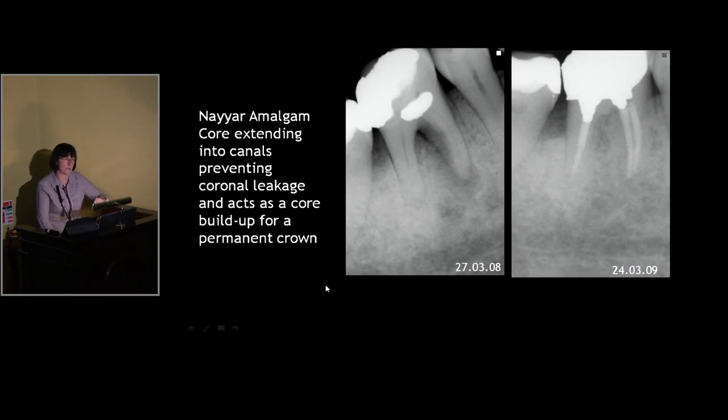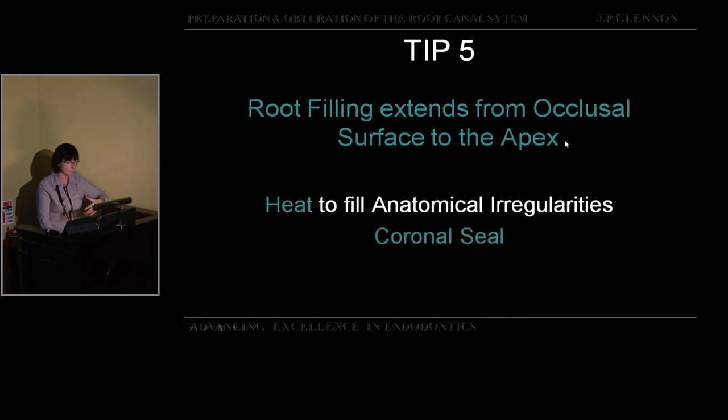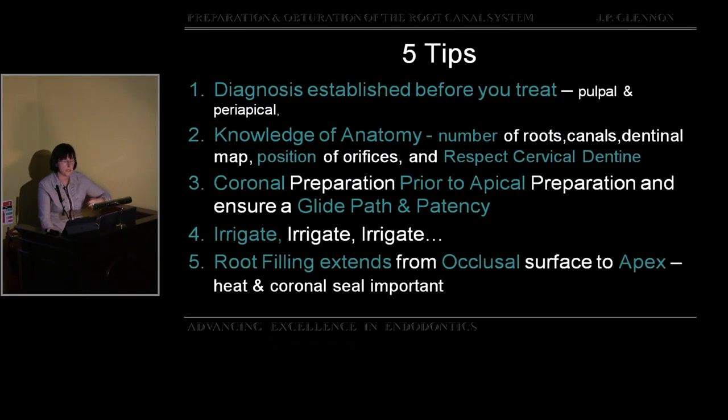If we look at this radiograph, a treated case, there is a year between the radiographs. The amalgam is extended into the GP. There's at least 3 millimeters between that GP and the oral environment, and that's what you need to do if you're not going to crown it. So, my 5th tip, the root filling extends from the occlusal surface to the apex. Use heat if you possibly can, and understand coronal seal. Thank you very much for your time.